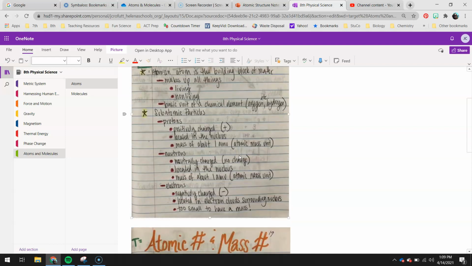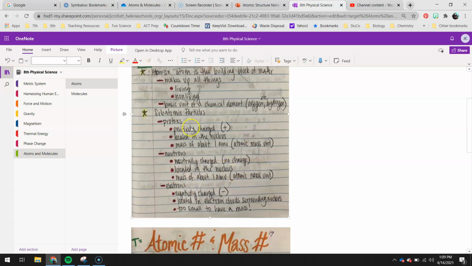All right, subatomic particles. These are the three things that make up an atom. We have protons. They are positively charged, and they're located in the nucleus of the atom. The nucleus is like the core or the center of an atom. They have a mass of about 1 AMU. You really don't need to know what an AMU is, but what you need to know is that protons and neutrons, the next one we're going to talk about, are the two largest subatomic particles, and they are about the same size. Neutrons are neutrally charged. They are also in the nucleus with the protons, and they have about the same mass as a proton.